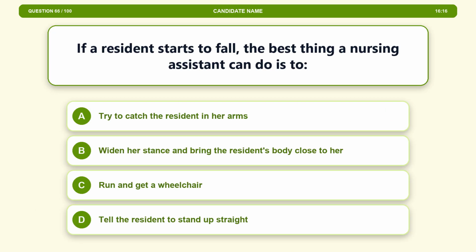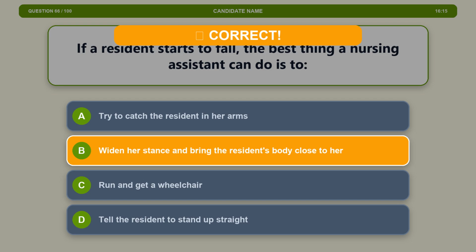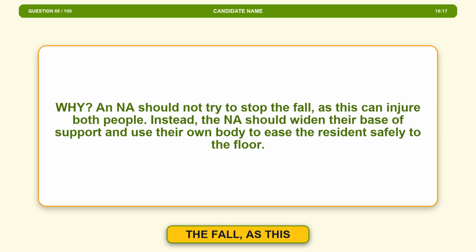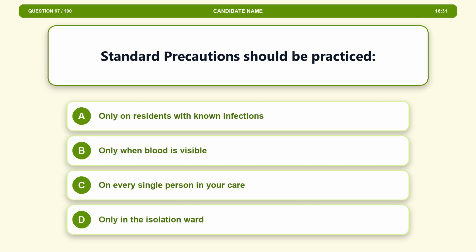Question 66. If a resident starts to fall, the best thing a nursing assistant can do is to: Option A, try to catch the resident in her arms. Option B, widen her stance and bring the resident's body close to her. Option C, run and get a wheelchair. Option D, tell the resident to stand up straight. The correct answer is option B, widen her stance and bring the resident's body close to her. An NA should not try to stop the fall, as this can injure both people. Instead, the NA should widen their base of support and use their own body to ease the resident safely to the floor.